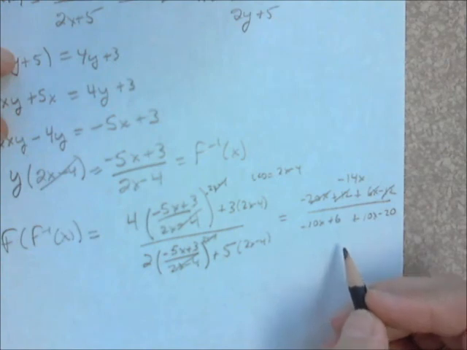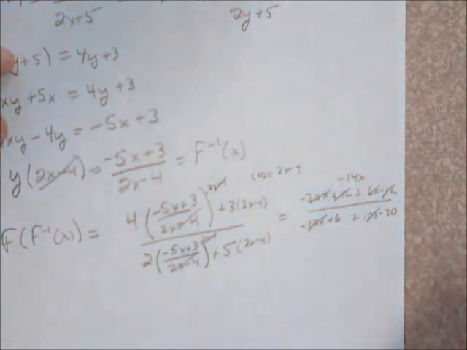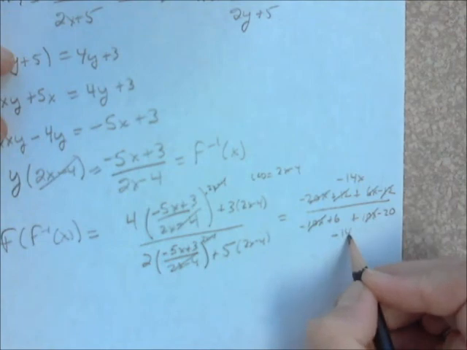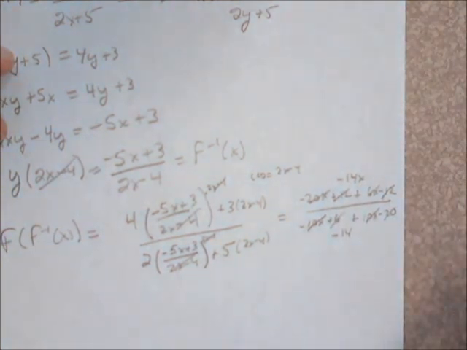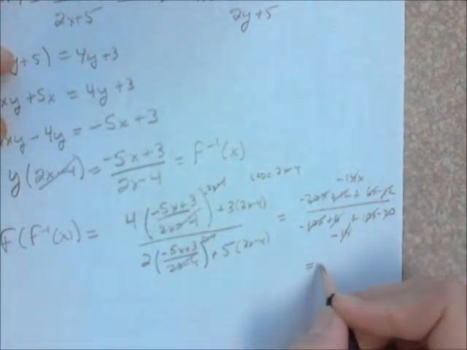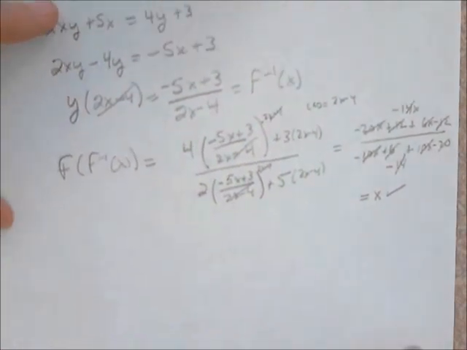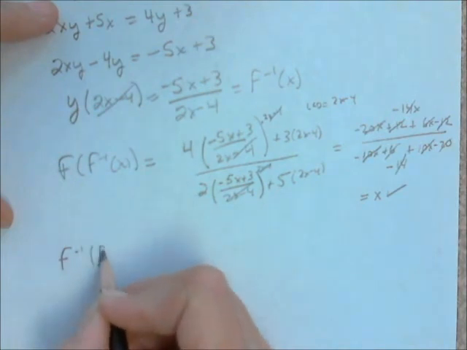And in the bottom, the 10x's will cancel, and 6 minus 20 is negative 14. So we're left with negative 14x over negative 14. The negative 14's cancel, and you're left with x. So that's the first half of the check. And the second half of the check is f inverse of f of x.